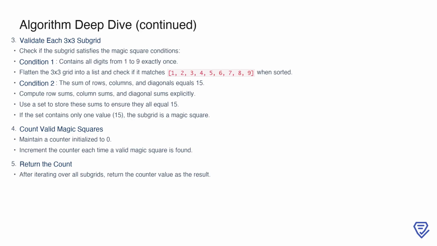To keep track, we use a counter initialized to 0 at the start. Every time a valid magic square is identified during the iteration, we increment this counter. Finally, after examining all possible subgrids, we return the counter as the total count of magic squares in the grid.